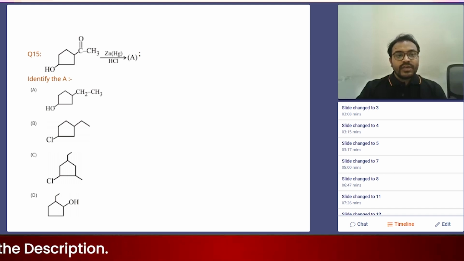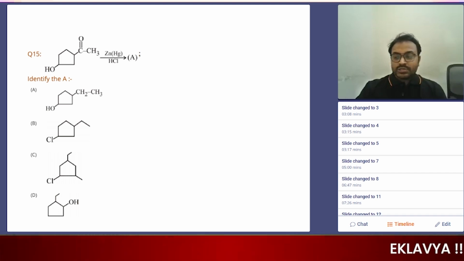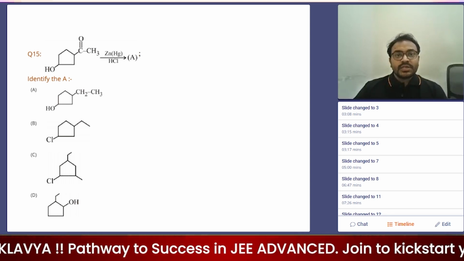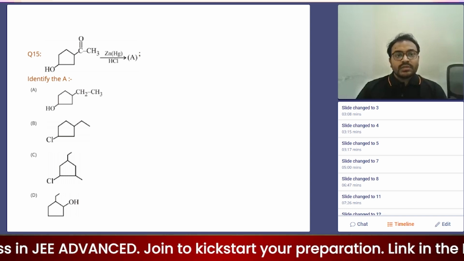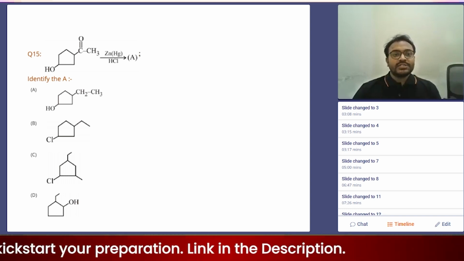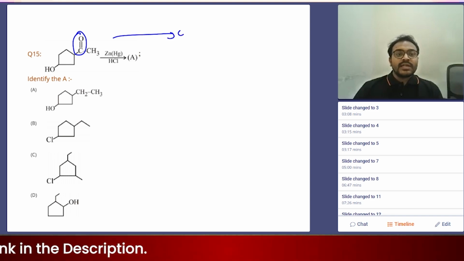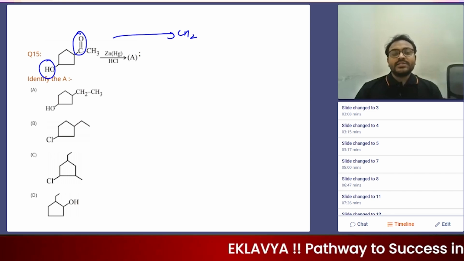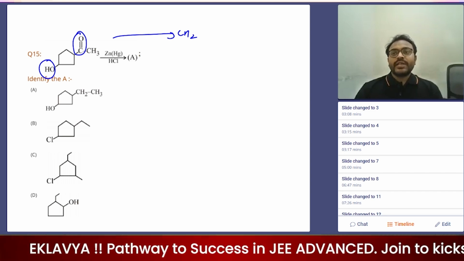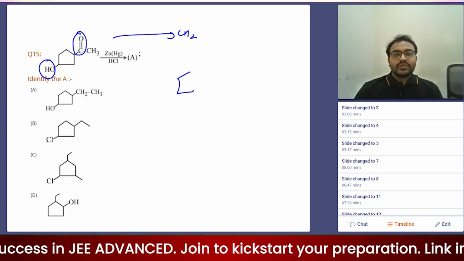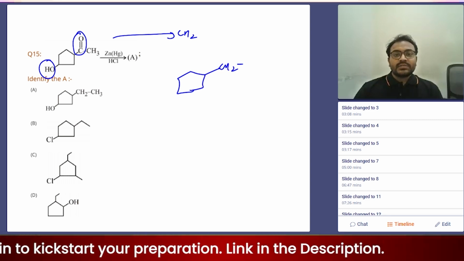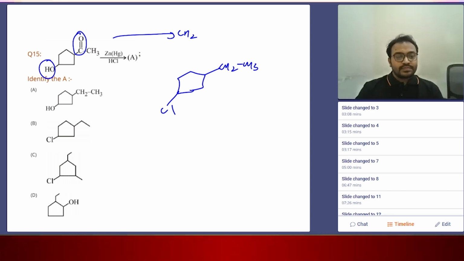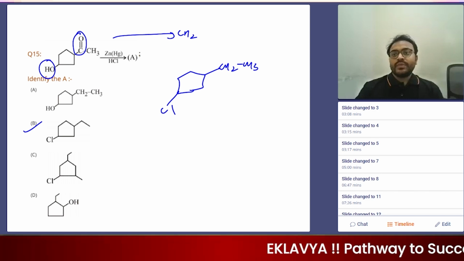Now the next question we have. In the next question there is a substrate given and this substrate is reacting with Zn-Hg/HCl. So this is a Clemmensen reduction, and we know that in Clemmensen reduction directly the C=O group converts into a CH2 group, right? And there is an acid sensitive group present. So this OH will be substituted with a Cl atom. So the final product will be like this: CH2, CH3, and this will convert into Cl. So the answer we have is option B.